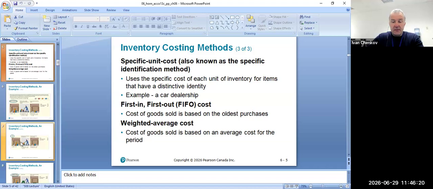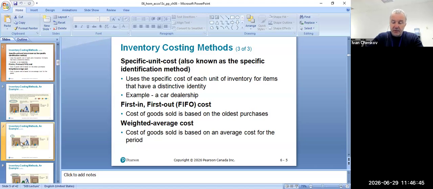There are 3 methods here. The first one is the specific unit cost, or specific unit identification method. When we say specific unit identification method, it means that every unit is unique and every unit is distinctive from any other.